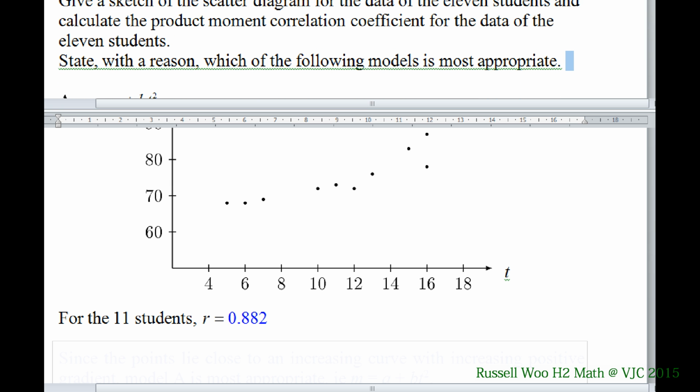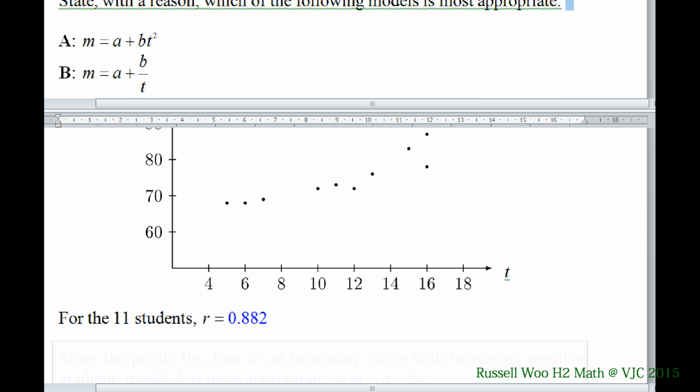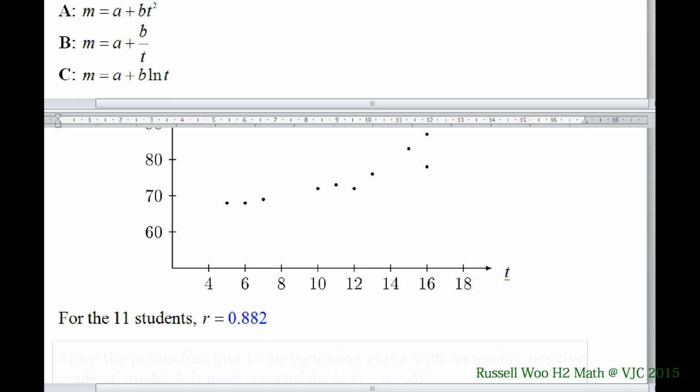State with the reason which of the models is appropriate. Let's look very carefully. Can I have attention, please? Last part. Give me 2-3 more minutes and we're done. Thank you. Let's go by elimination here. Let's start from C.